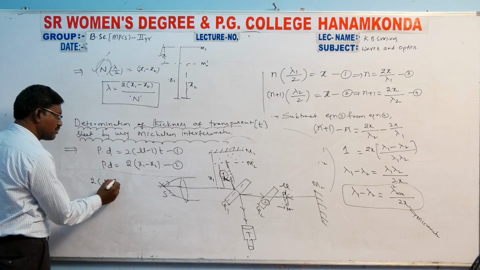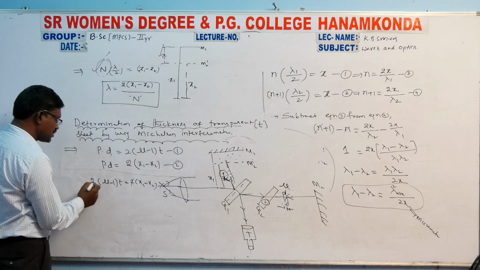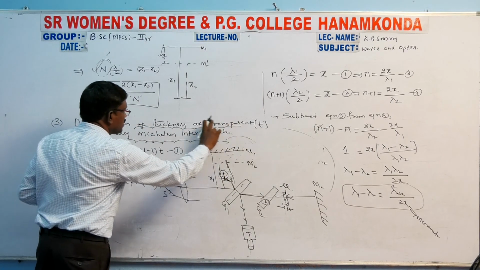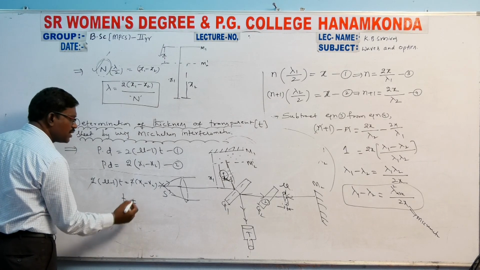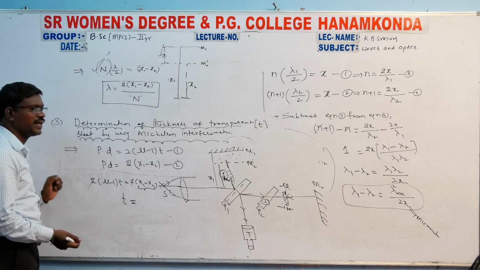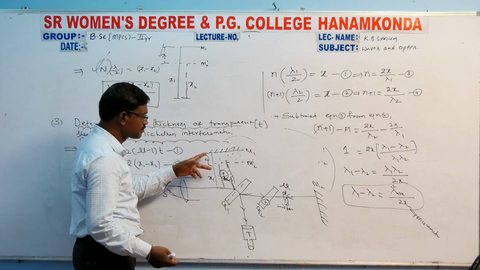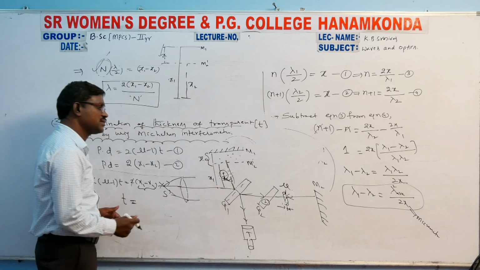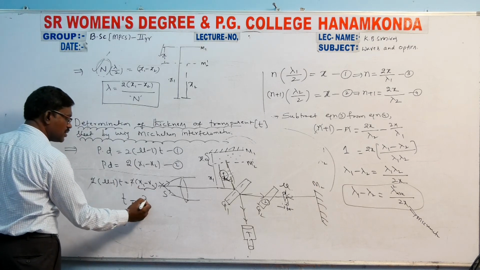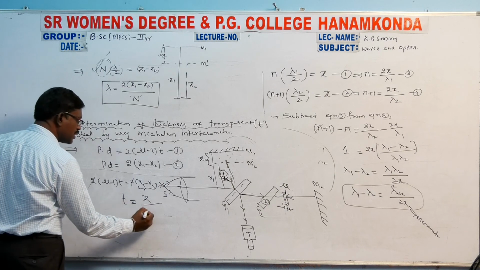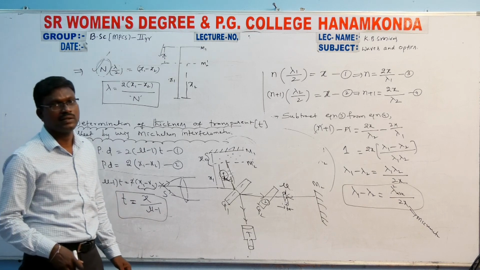So 2(mu minus 1)T is equal to 2(x1 minus x2). You can cancel 2. What is our aim? We are going to calculate the thickness of the transparent sheet. So T is equal to, the final expression, instead of x1 minus x2 let us imagine after subtracting x2 from x1 we got x. Instead of this value, here I am substituting x. You can substitute x1 minus x2 also. T equals x whole divided by mu minus 1. So this is the final expression of this Michelson interferometer experiment.